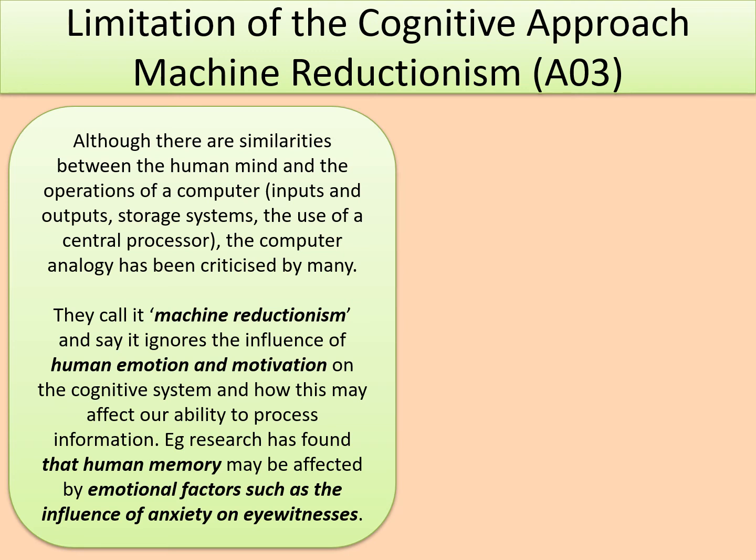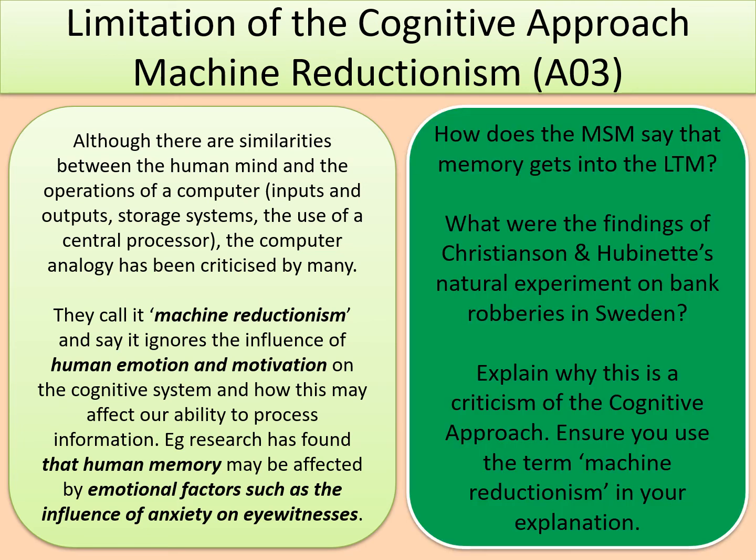So machine reductionism is what it's called, and it says it ignores the influence of human emotion and motivation on the cognitive system and how this may affect our ability to process information. For example, research has found that human memory can be affected by emotional factors such as the influence of anxiety on eyewitness testimony. So how does the multi-store model of memory, or the MSM, say that information gets into long-term memory?